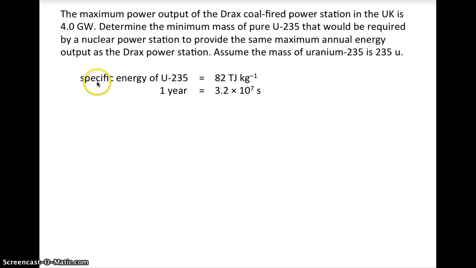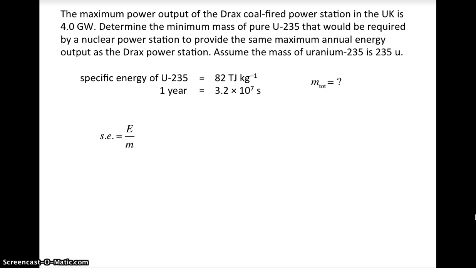The first thing we look for is that there's this specific energy given. So let's write down the equation for specific energy. And again, we're looking for total mass. There's a specific energy equation. Specific in physics means per unit mass. So specific heat has m in the denominator. Specific energy has m in the denominator.